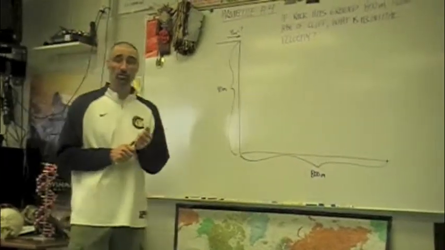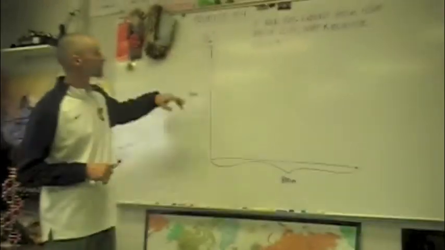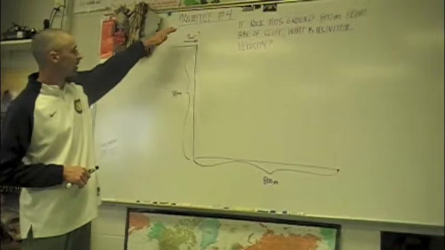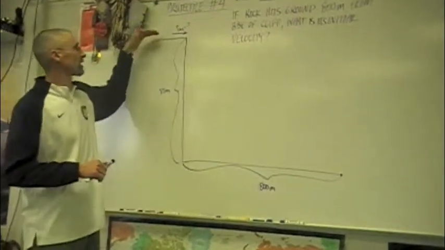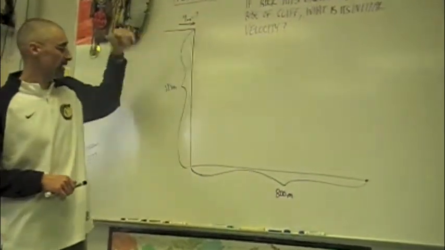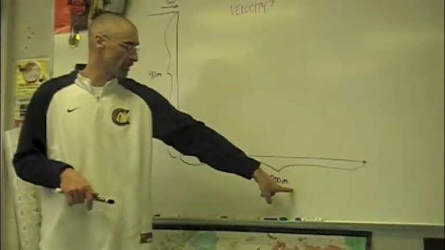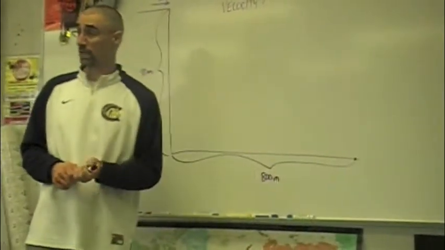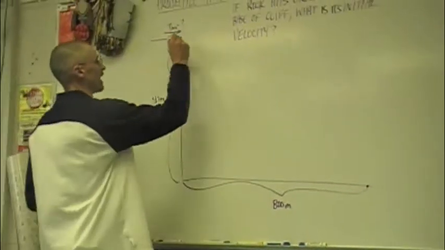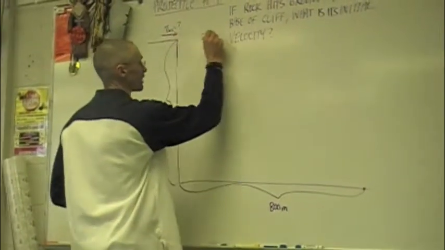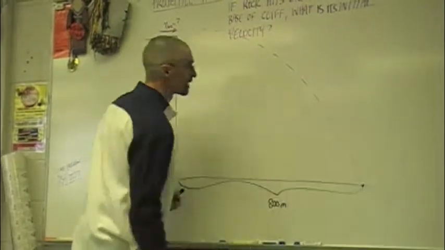Another projectile motion example. We'll call this one projectile motion number 4. We basically have a cliff. We're going to shoot something off the cliff horizontally, and the things that we know are the cliff is 40 meters high, and we know that the object landed 800 meters out there. So if I were to draw my motion, it might look something like this.